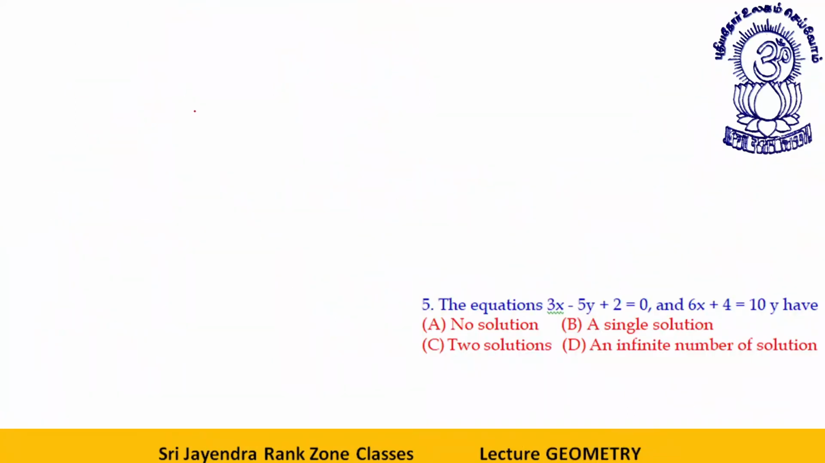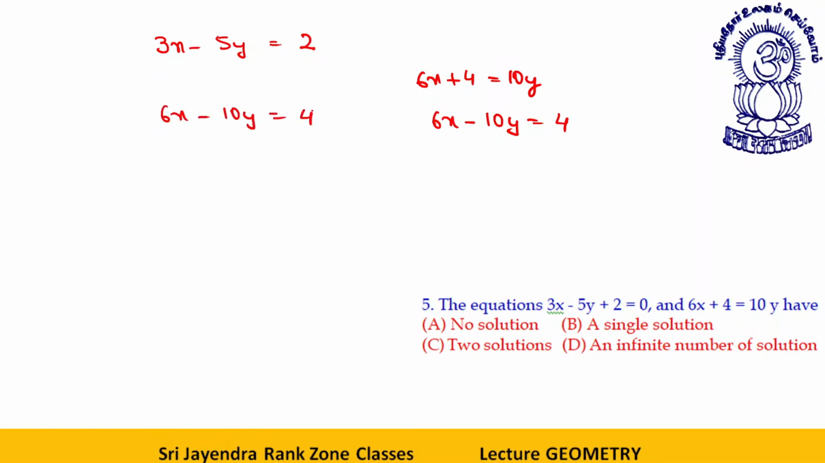Now we are given a question. The equation 3x minus 5y plus 2 is equal to 0. This is one equation, 3x minus 5y is equal to 2. The second equation is 6x plus 4 is equal to 10y, or I can say 6x minus 10y is equal to 4. I write this again, 6x minus 10y is equal to 4. Fine, we have to tell what sort of solution they have.